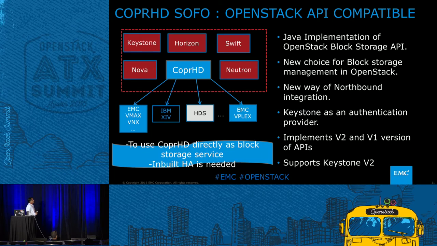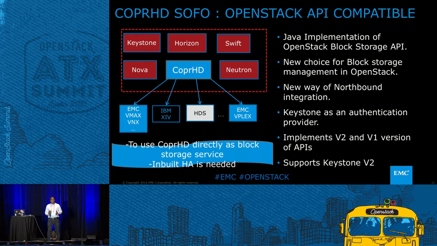Yeah, this is the latest addition to our offering with the Copperhead and OpenStack, which we call SOFO. It's a storage orchestration for OpenStack. This essentially is providing a Java implementation of a block storage API. So what it enables is, it kind of looks like the first solution which we looked at, which is a Northbound integration with the Copperhead. So this is also Northbound integration, but this is a new choice which you can use.